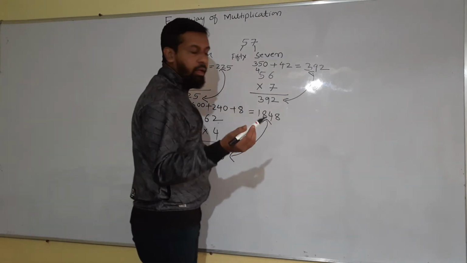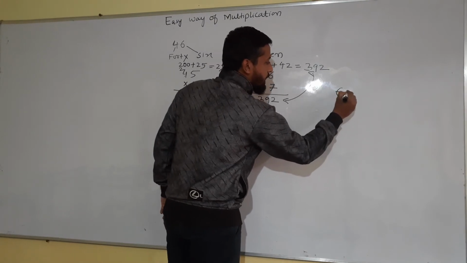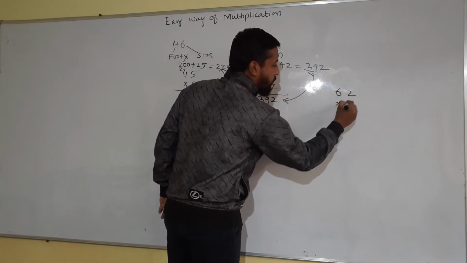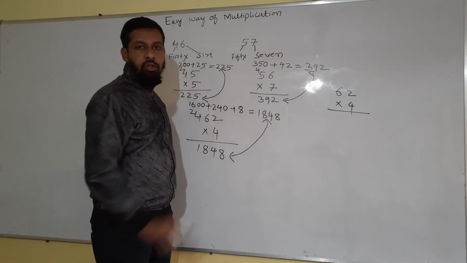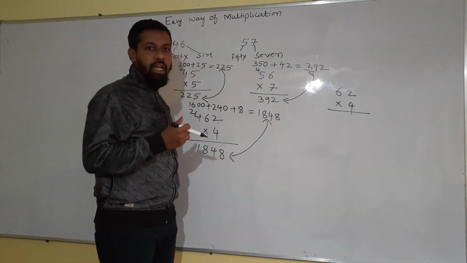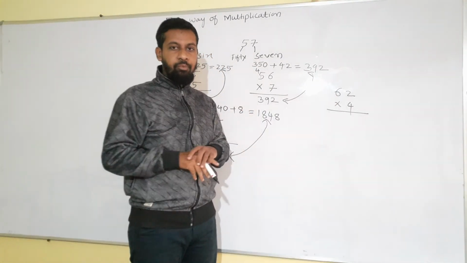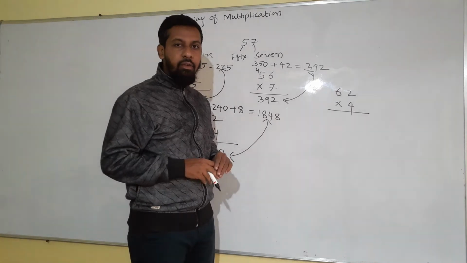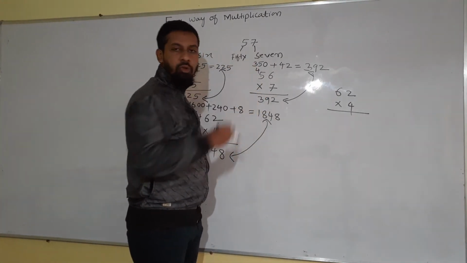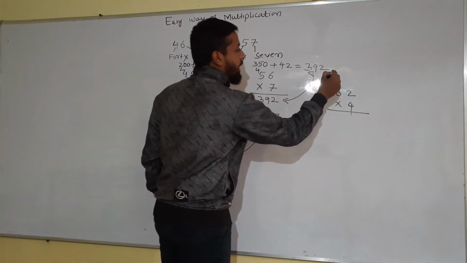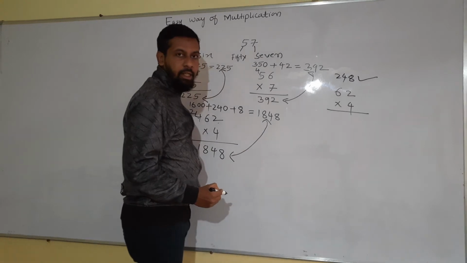Now, without solving, we can say the answer. Suppose 62 into 4. We can write the answer without solving. We have to solve it here in our mind. 4 6s are 24, it will become 240. Then plus 4 2s are 8. 240 plus 8, 248. This will be the answer.